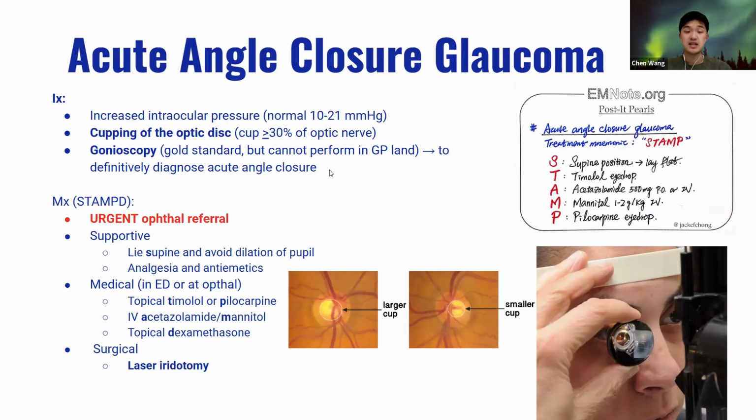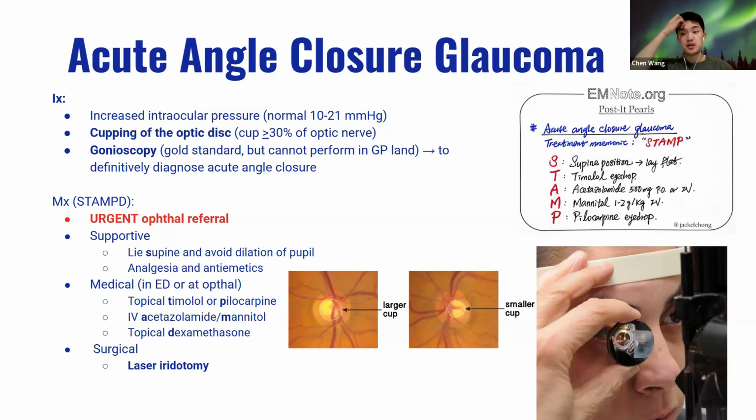So in the GP setting, the most important thing to do is to refer the patient urgently to ophthalmology and make sure that they can get to the hospital in a safe manner. They probably won't be able to drive themselves because they will have really bad visual acuity. So if they have a partner or something to drive them to the hospital, that would be really, really important.